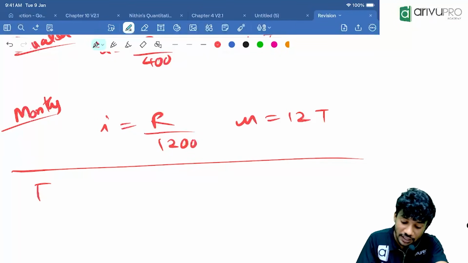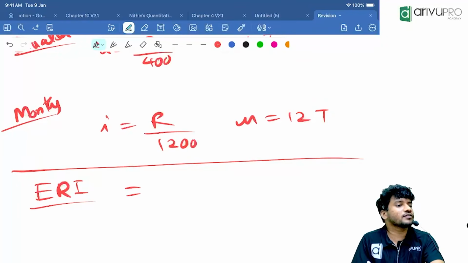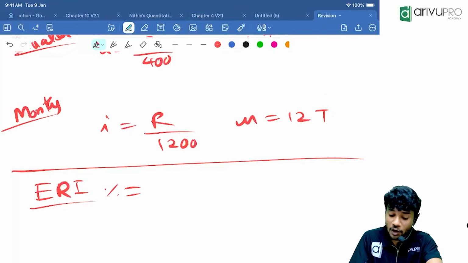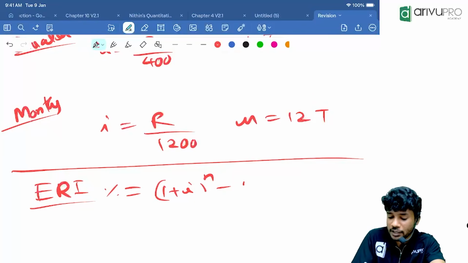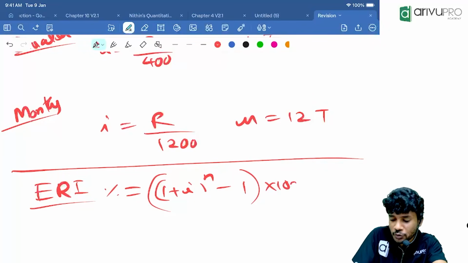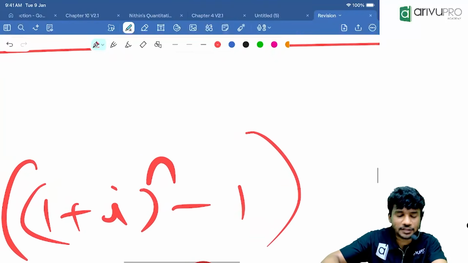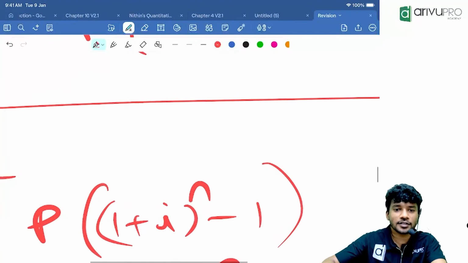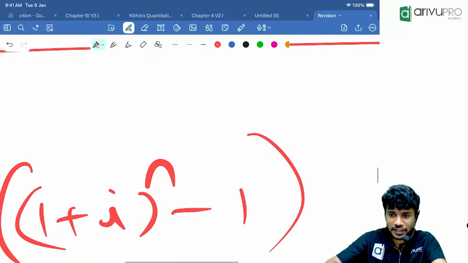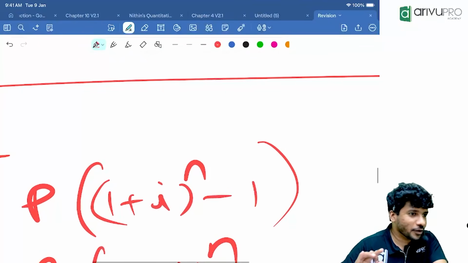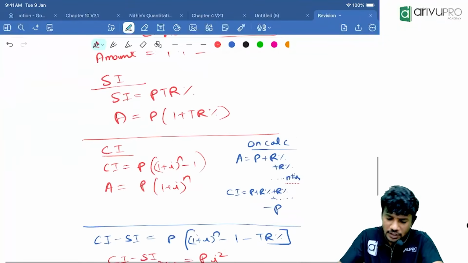Then we studied effective rate of interest. What was the effective rate of interest formula in percentage? (1 plus I) the whole power n minus 1, into 100. I told you, if I just zoom in here, it is effective rate of interest. Zoom out, compound interest. Zoom in, effective rate of interest. Zoom out, compound interest. That means multiplying it with P.